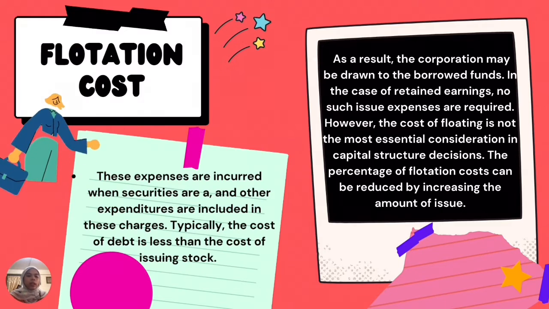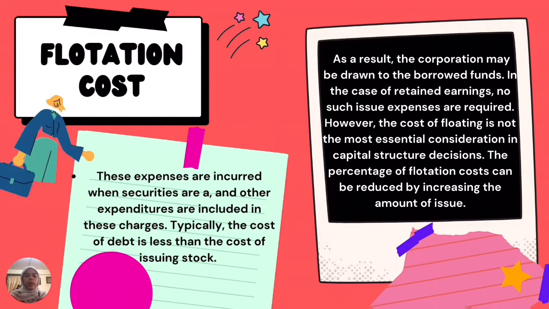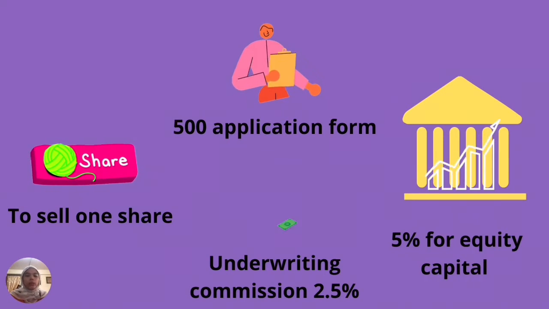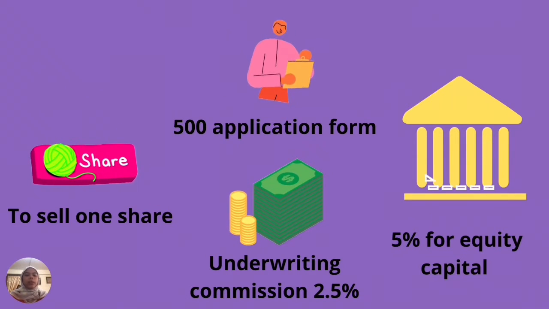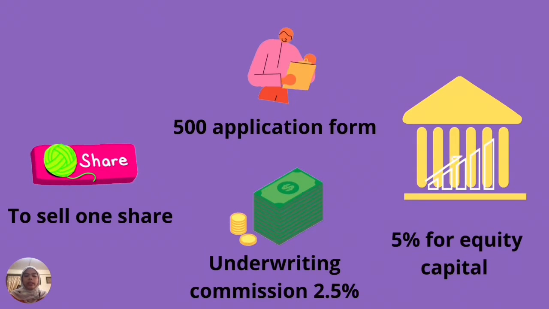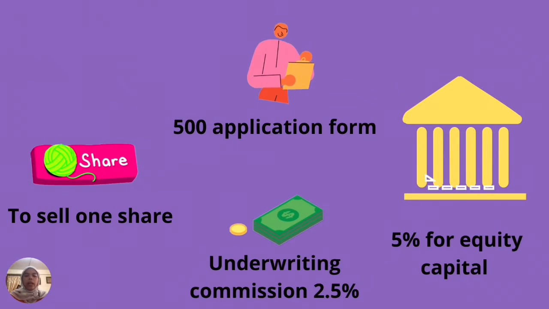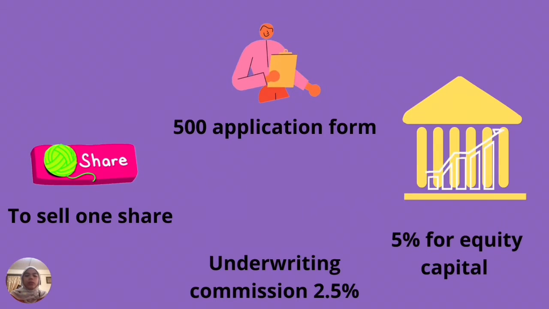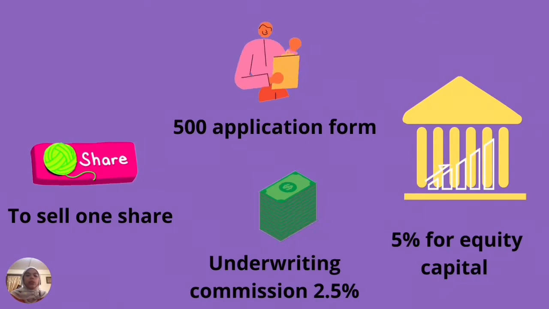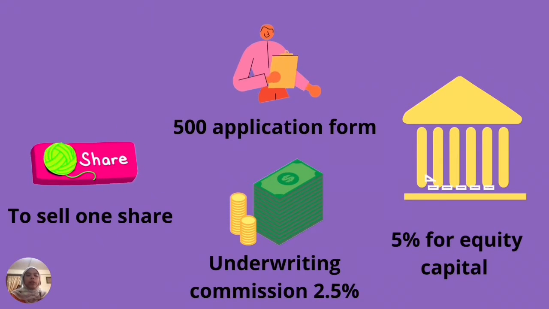Flotation costs are also the expenses for raising funds from external sources. For example, a survey about these expenses shows that to sell one share, the company has to issue at least 500 application forms. Underwriting commission is 2.5% for debentures and 5% for equity capital. Another important thing is that flotation costs as a percentage of funds will decline. Therefore, the company can save in terms of flotation costs if it raises funds through large issues of securities. Considering all these expenses, retained earnings should be used for financial requirements because they are funds without flotation expenses.